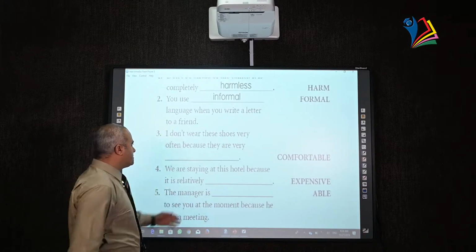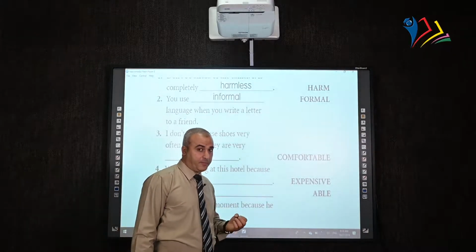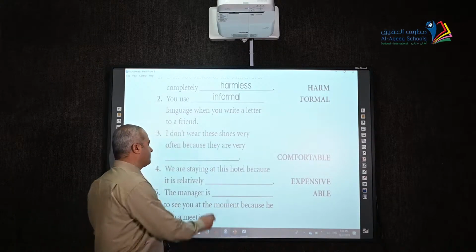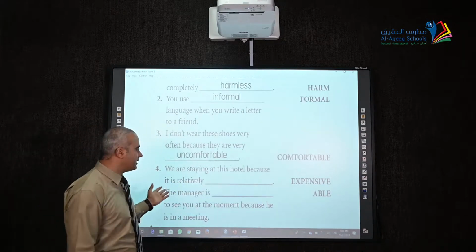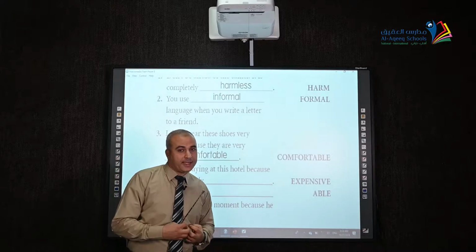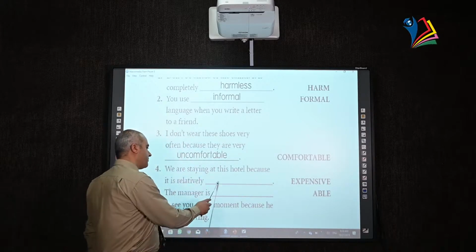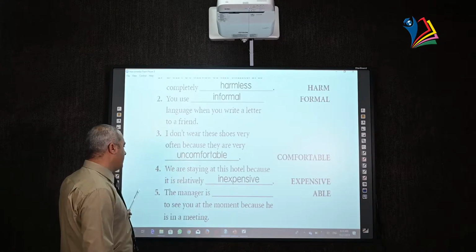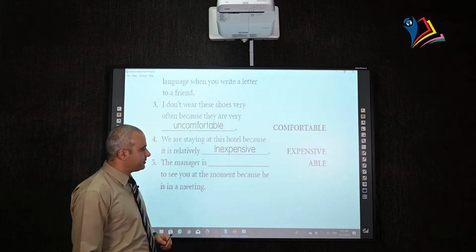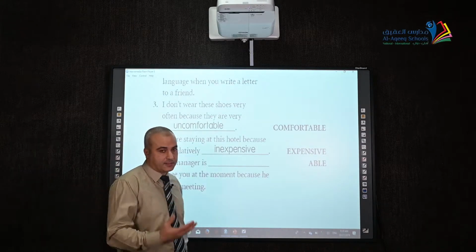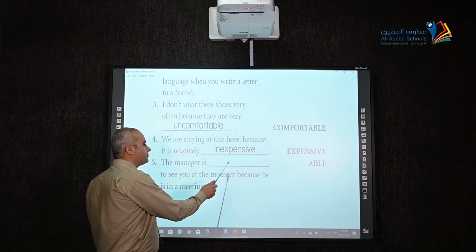I don't wear these shoes very often because they are very uncomfortable. The correct negative prefix here is un. Uncomfortable. We are staying at this hotel because it is relatively inexpensive. I want to say it is cheap. It is not costly. We say inexpensive. The manager is unable to see you at the moment because he is in a meeting. Able. I want to say he can't see me right now, so I use the prefix un. Unable.